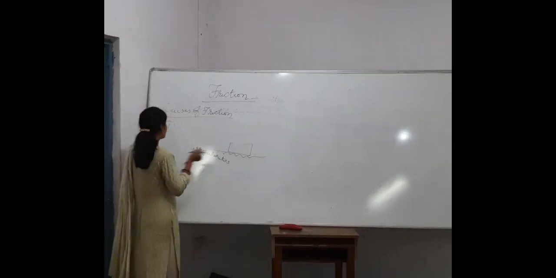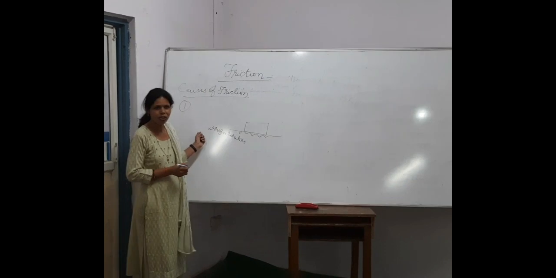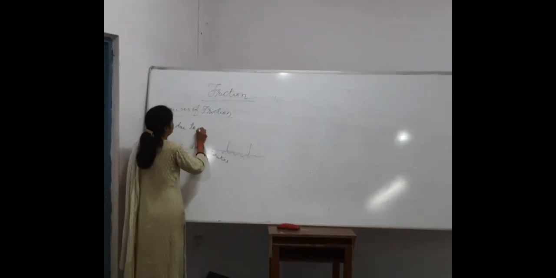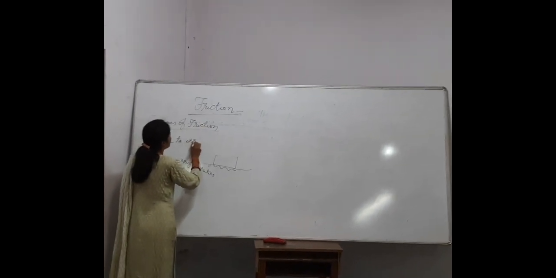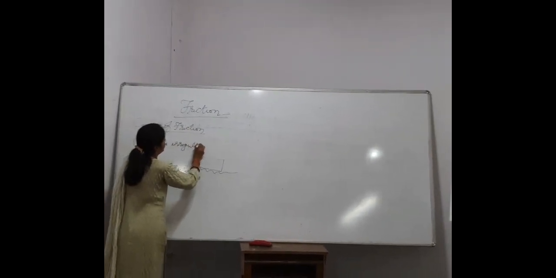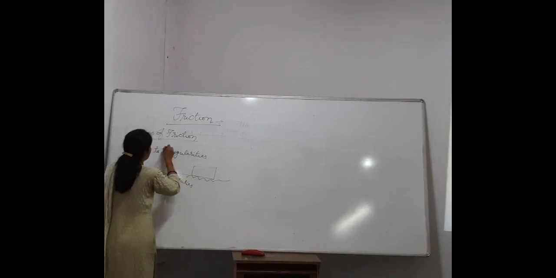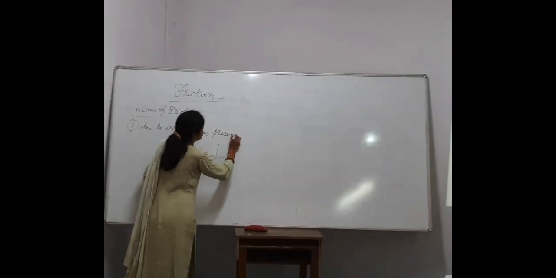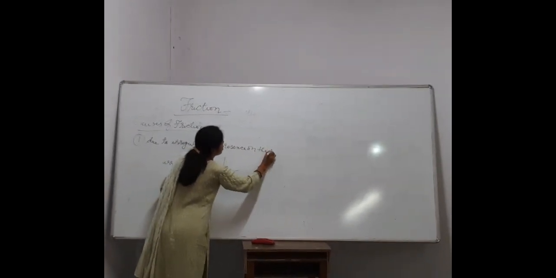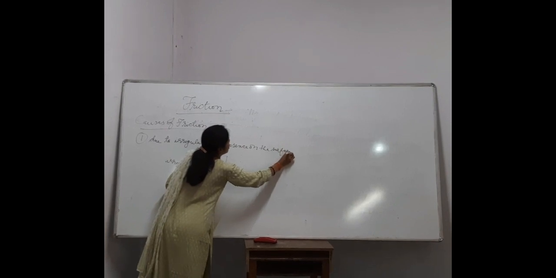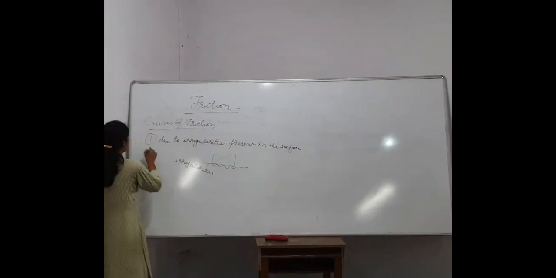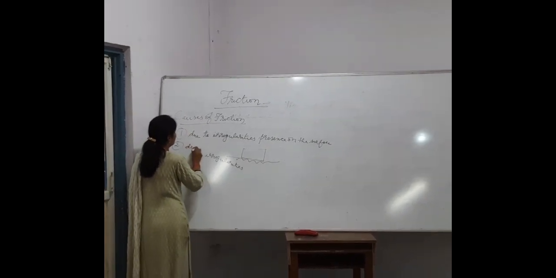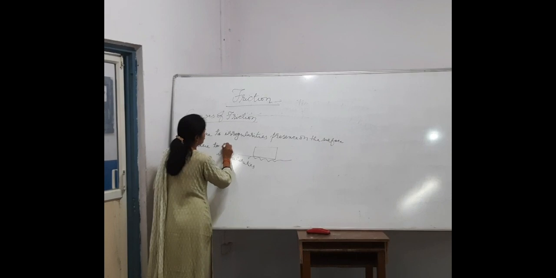Okay? So the first reason of friction is what? Due to irregularities present on the surface, and second is due to adhesion force.